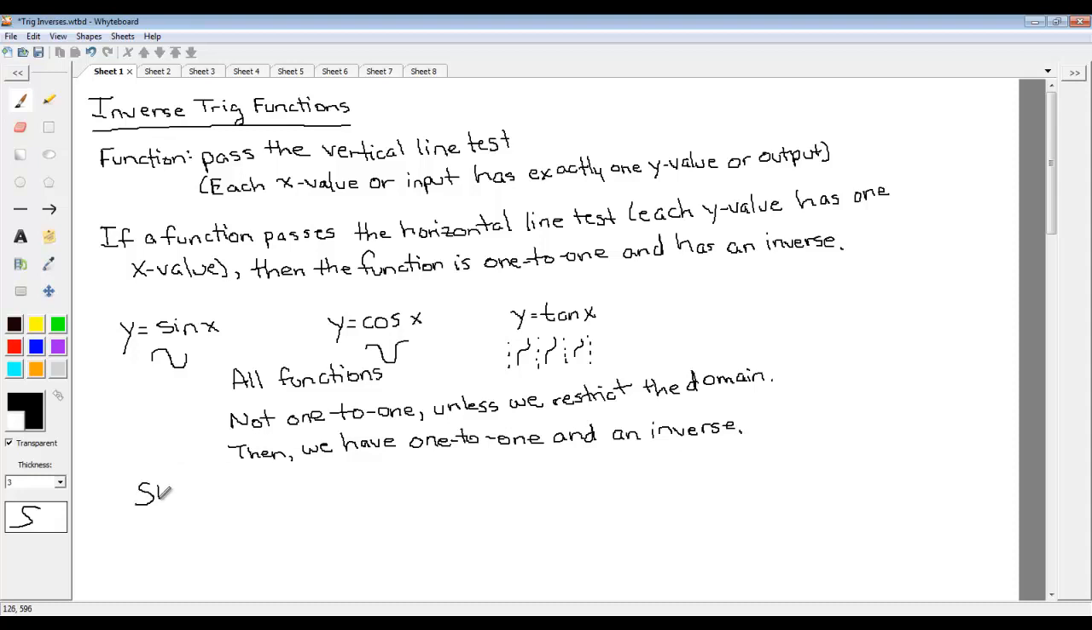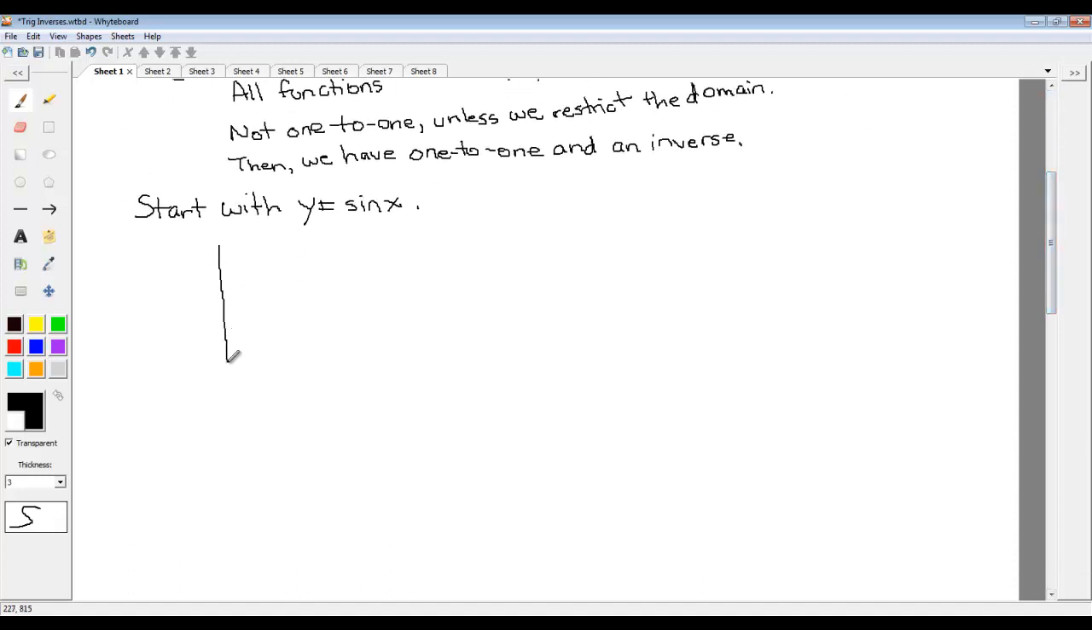Okay, so let's start with y equals sine x. You have that nice sine wave. Right now, the way it is, it's not 1-to-1. But what they have done is they've come up with a convention where we take just a piece of the sine wave. We start at negative pi over 2, and we take the piece all the way to positive pi over 2. And we just look at that.